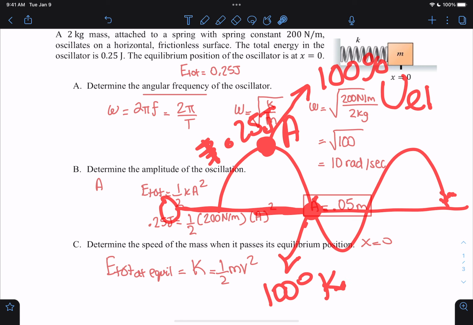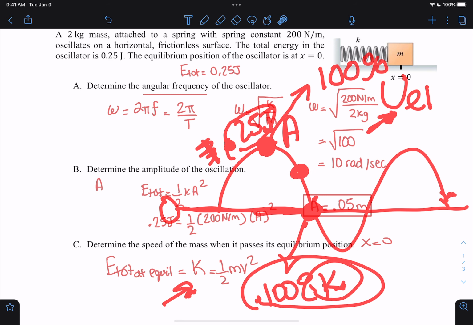So my total energy is going to be 0.25 joules of spring potential energy at the peaks. Here, I'm going to have that same 0.25 joules, but now 100% of it is kinetic energy. So instead of having 0.25 joules of elastic potential energy, I'm going to have 0.25 joules of kinetic energy at equilibrium. So we set this equation here equal to 0.25, right?